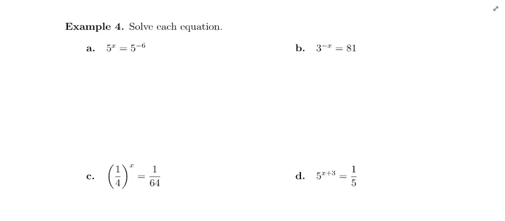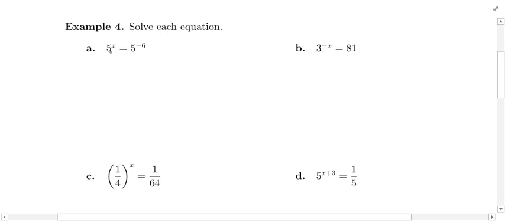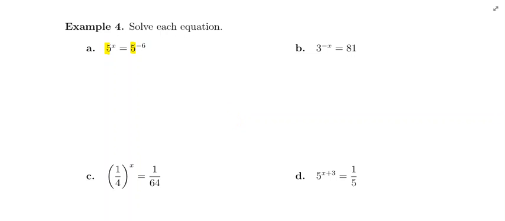In part A, the equation is 5 to the x is equal to 5 to the negative 6 power. So when you look at this, we've got an equation, we've got an equal sign. On the left side, we have 5 to the x power. On the right side, we have 5 to the negative 6 power. So basically, what you see is that the base is the same on both sides. It's 5 to some power on both sides of the equation. You're trying to solve this for x, you want to know what value of x makes this a true statement.